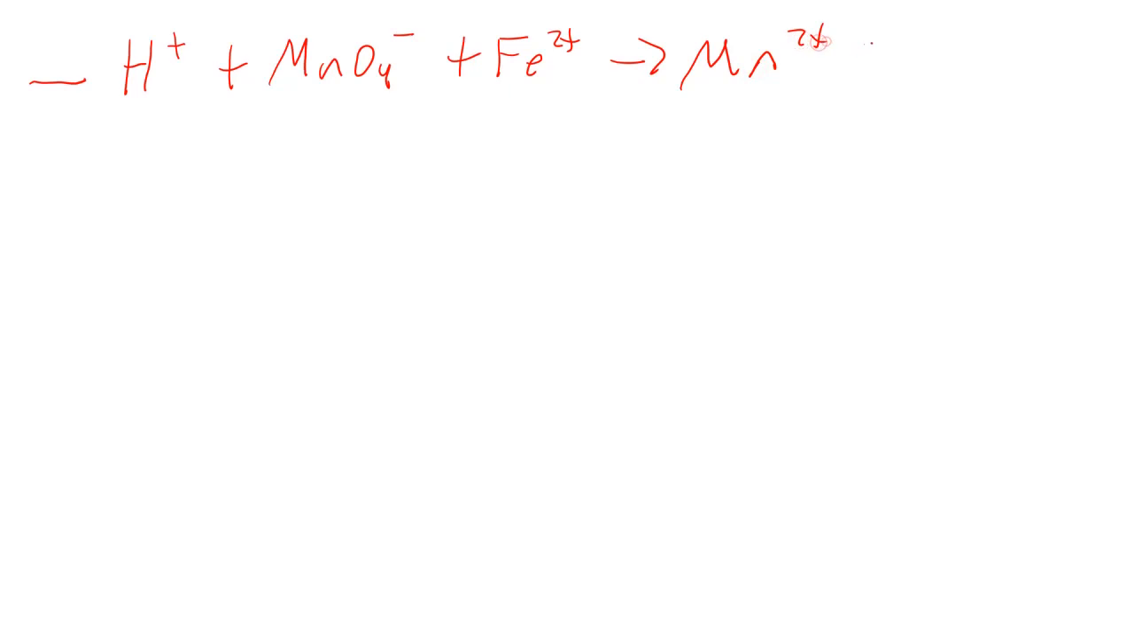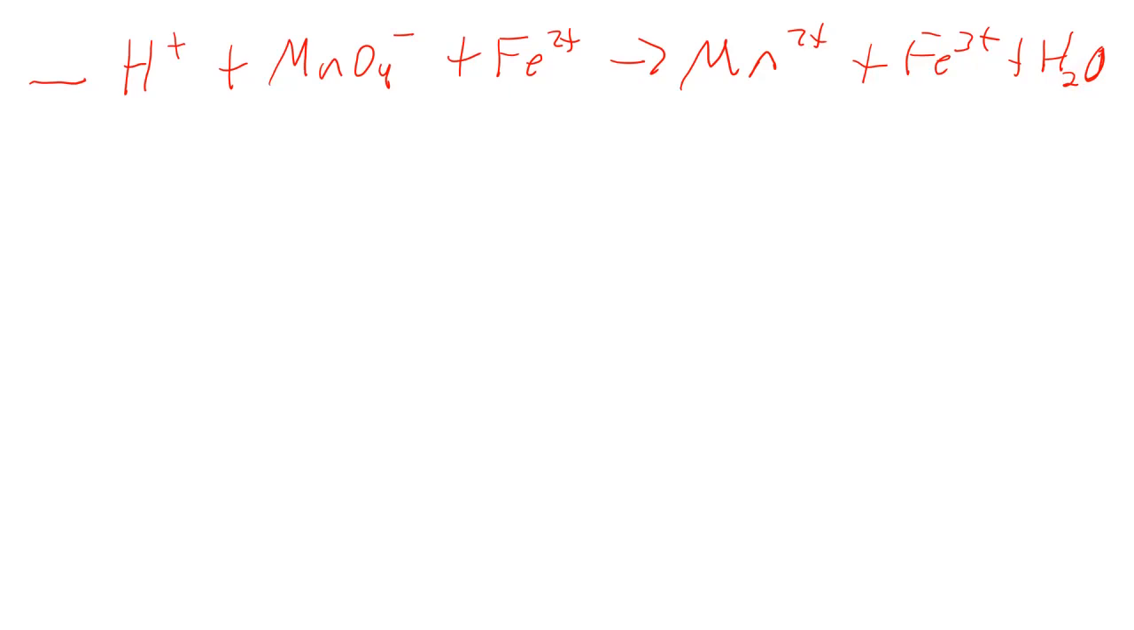So you're going to take a solution of potassium permanganate and you're going to react it with iron. So this is the reaction that is happening, but we have to balance it.